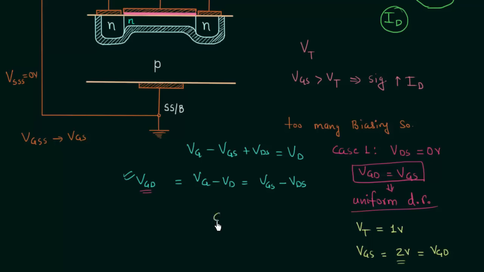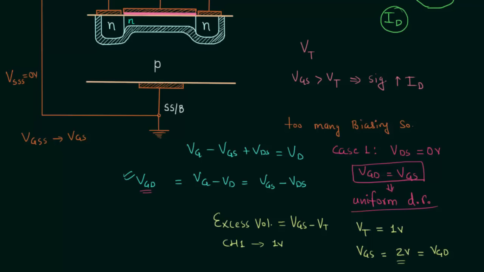The excess voltage is equal to voltage VGS minus the threshold voltage. So in this case the excess voltage is equal to 2 minus 1, which is equal to 1 volt. So the channel width, let's call it CH1, is corresponding to the 1 volt.